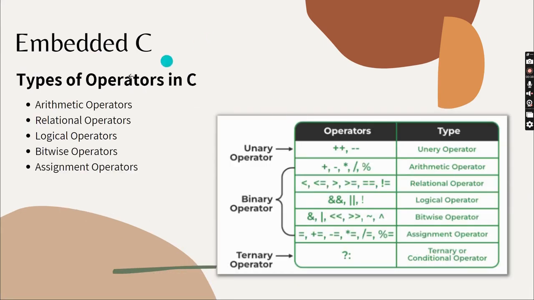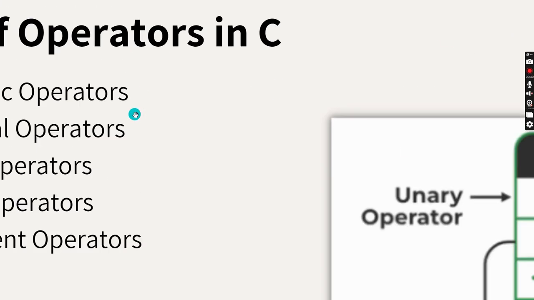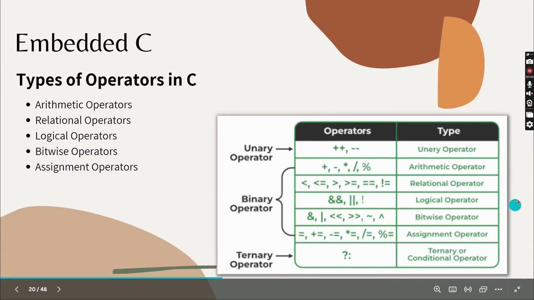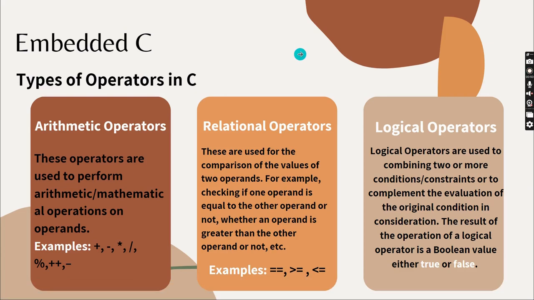And these are the types of operator. There are five types of operator: arithmetic operator, relational operator, logical operator, bitwise operator, and assignment operator. And these are examples of these operators. Let me explain further. What are arithmetic operators? These operators are used to perform arithmetic, mathematical operations, like plus, minus, multiply, divide, and these are all examples of arithmetic operators.